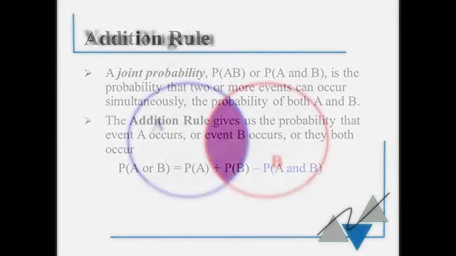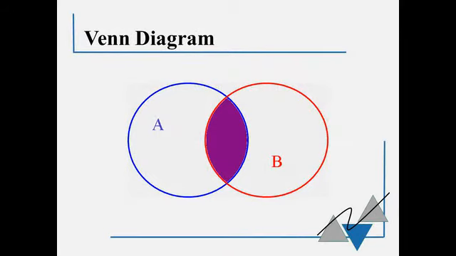Here's just a quick example. I have event A, I have event B. If I want to add everything together, I add those two probabilities, but that area in the center, the purple space, that's the joint probability. That's the probability that A and B both happen, and I've counted it twice. I counted it with A and I counted it with B, so I have to subtract it.